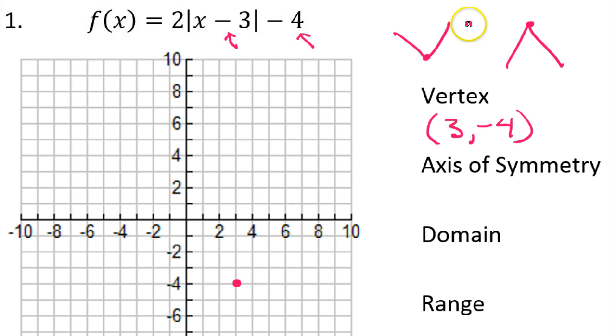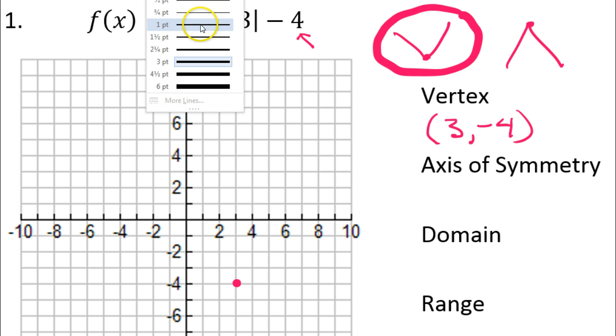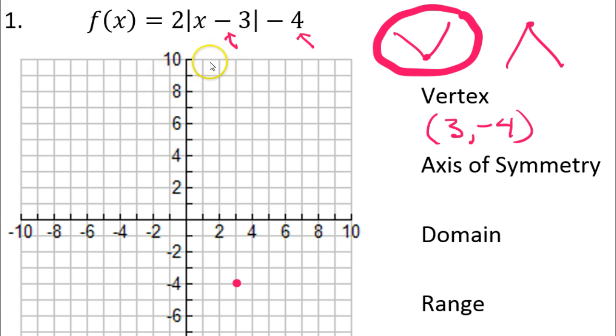Now notice how this is positive. That means it's going to be an upward facing V like this. Now the next thing to think about is the slope. Because the slope is 2, that's like 2 over 1. So from the vertex, I will go up 2 over 1, like this. Up 2 over 1 repeatedly.